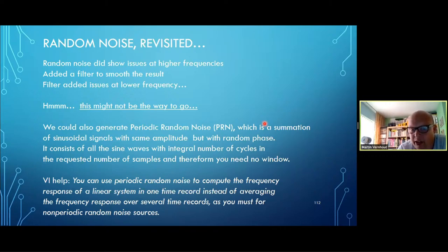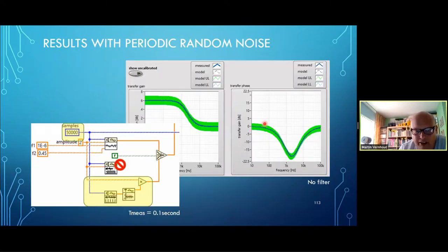There is a different VI called periodic random noise, which is the summation of sinusoidal signals with the same amplitude, but with random phase. And it consists of all the sine waves with an integral number of cycles in your requested number of samples. And therefore, you need no window. That means if I simply replace the normal Gaussian distribution or white noise random noise generator with a specific one, I don't need any filter.